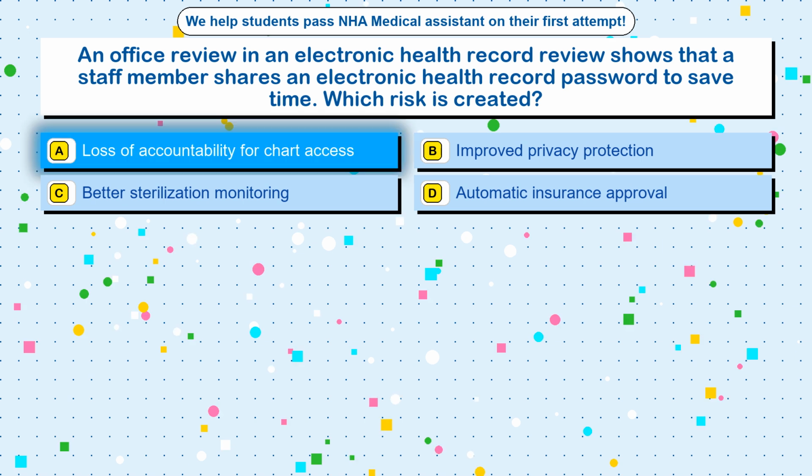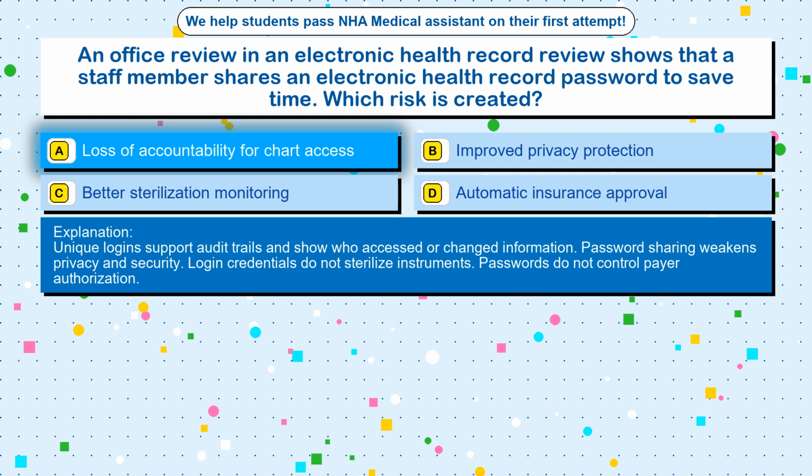The correct answer is option A, loss of accountability for chart access. Unique logins support audit trails and show who accessed or changed information. Password sharing weakens privacy and security. Login credentials do not sterilize instruments. Passwords do not control payer authorization.